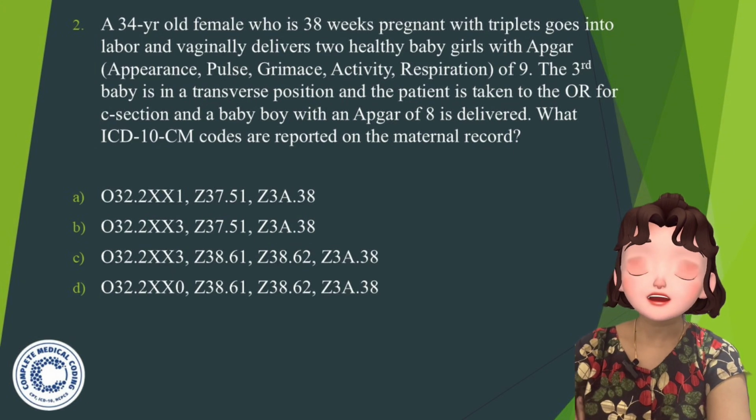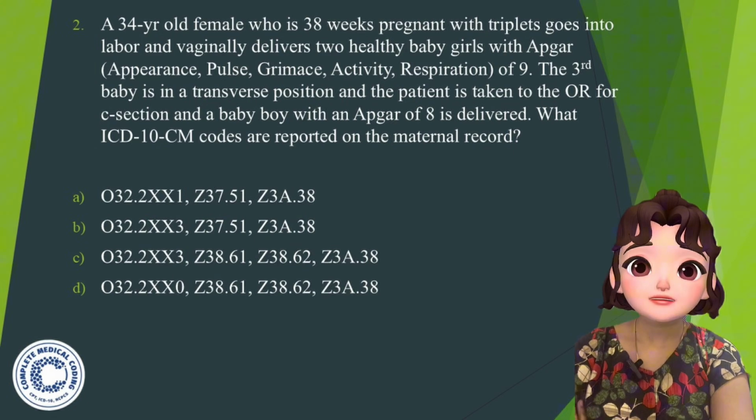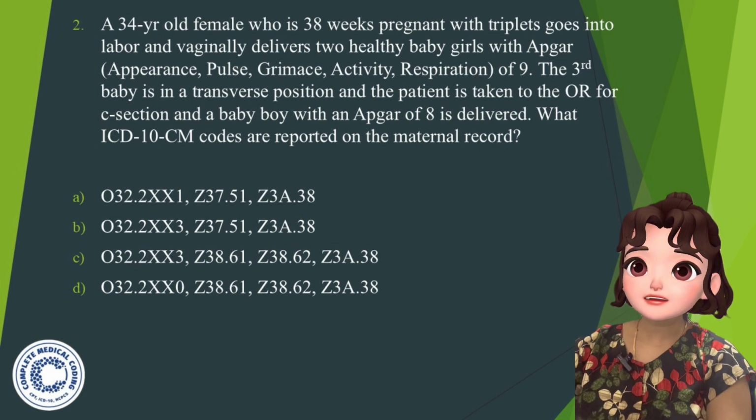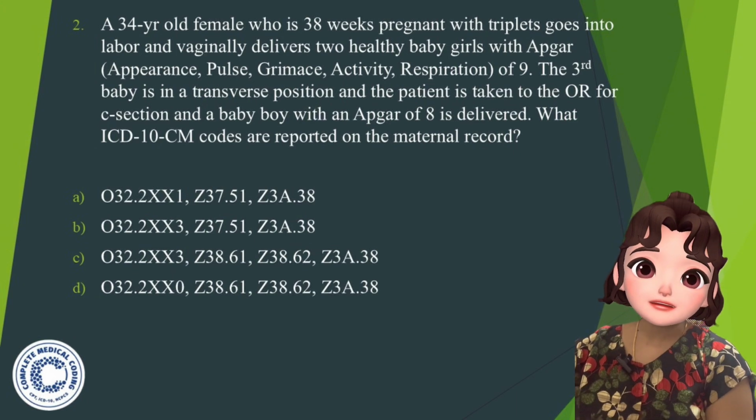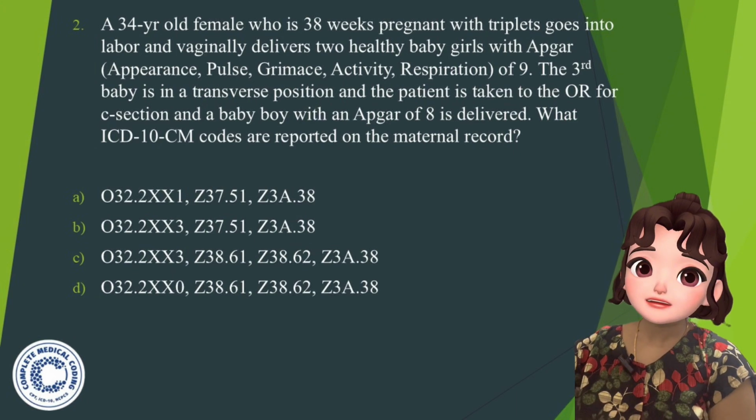So you should not code that depending upon the question. Here in the question it is 2 vaginal deliveries and 1 C-section. So you should not code this. You are coding only the first one, O32.2XX3, in which both transverse and oblique are present.